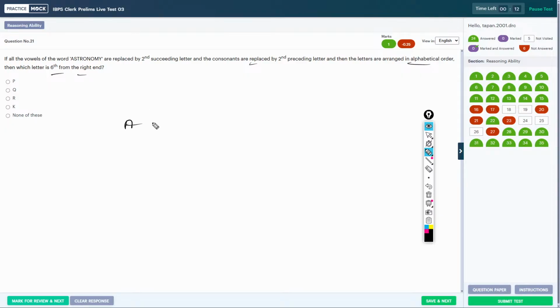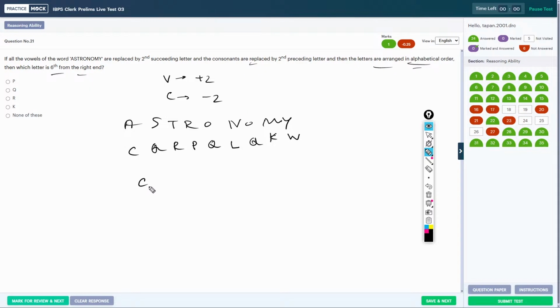Astronomy, right? Vowel: second succeeding. Consonant: second preceding. So C, second preceding is Q, R, P, Q. N minus 2, L. O plus 2, Q. M minus 2, K. And Y minus 2, W. Arranged in alphabetical order. So C, okay, how many letters? 9. So 6 from the right end means third largest. This is the first largest, then second largest. So Q is going to be there.